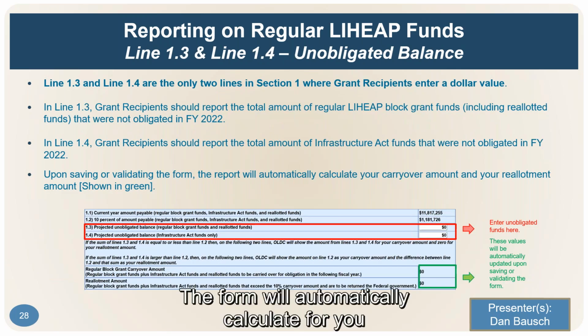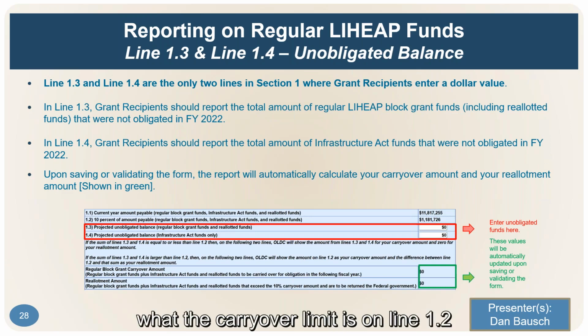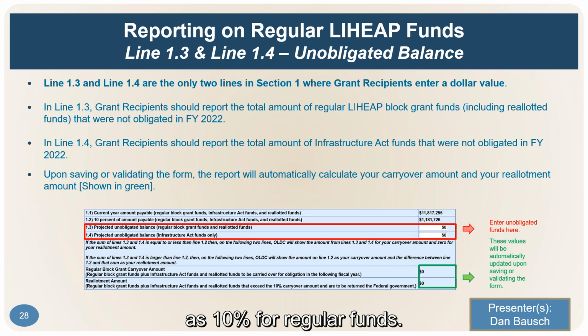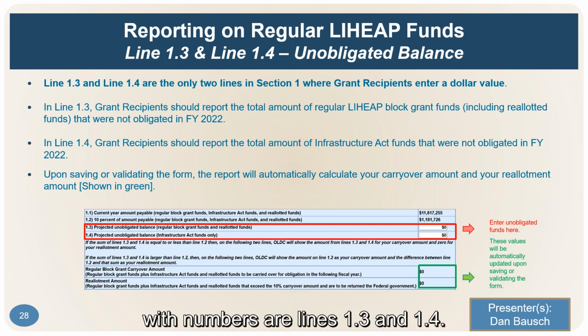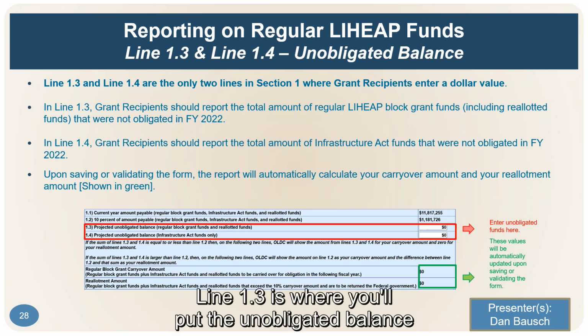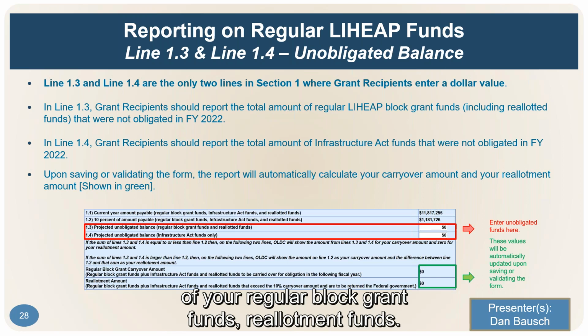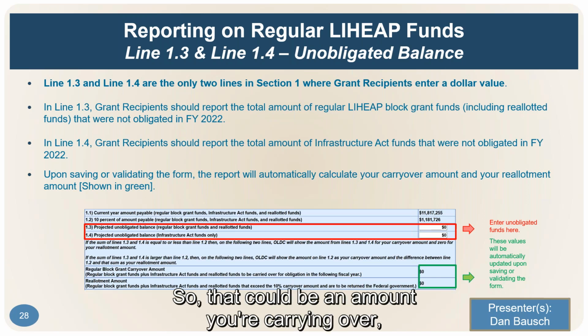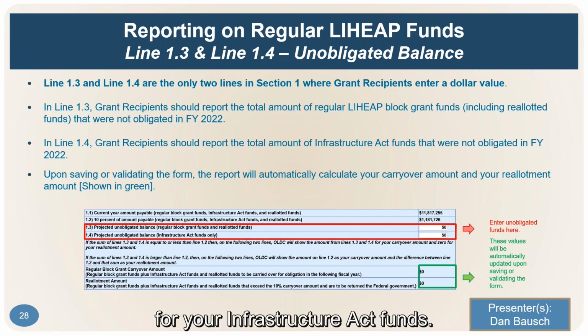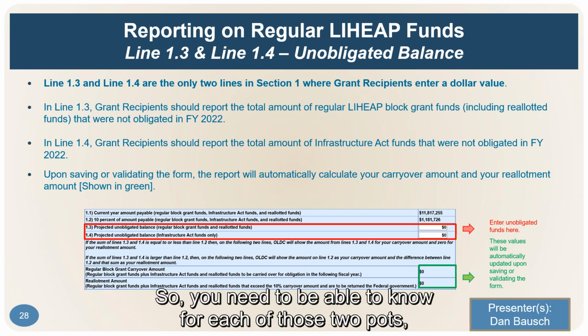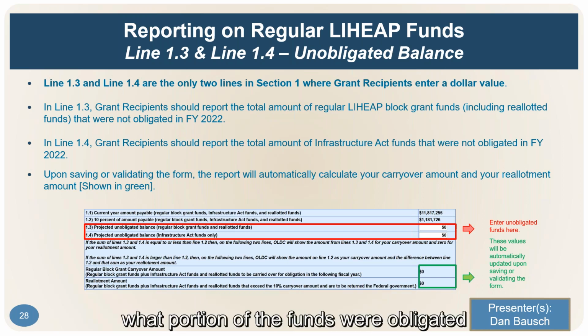The form will automatically calculate for you what the carryover limit is on line 1.2 as 10% for regular funds. So the only two lines you need to fill in for Section 1 are lines 1.3 and 1.4. Line 1.3 is where you'll put the unobligated balance of your regular block grant funds and reallotment funds. So that could be an amount you're carrying over or returning. On line 1.4, you'll report the same thing for your Infrastructure Act funds. So you need to know for each of those two pots what portion of the funds were obligated versus not obligated.